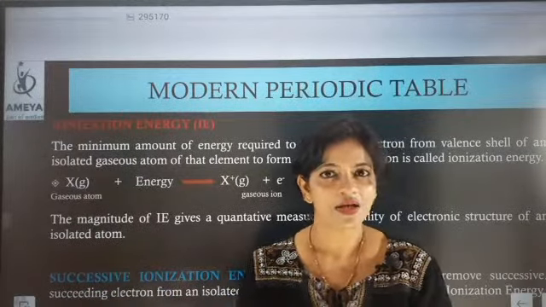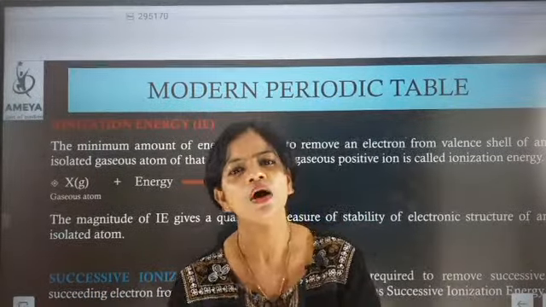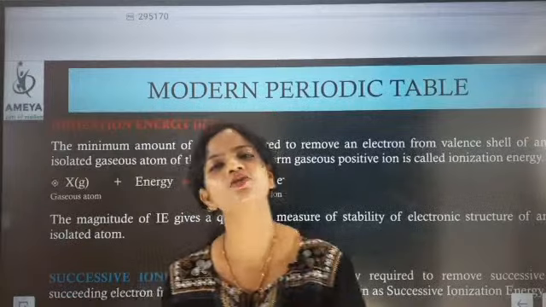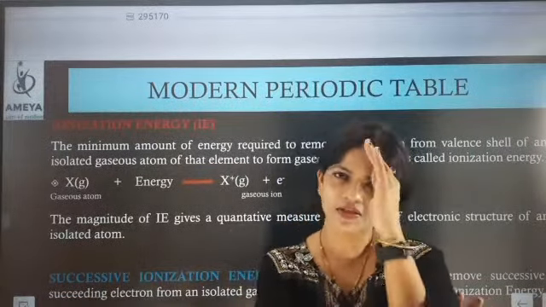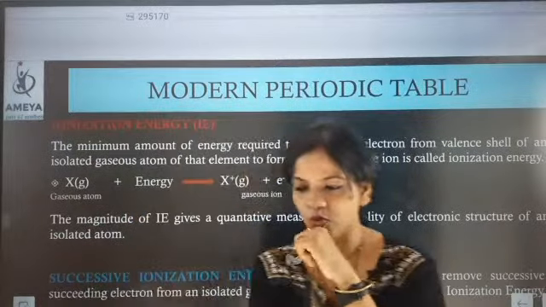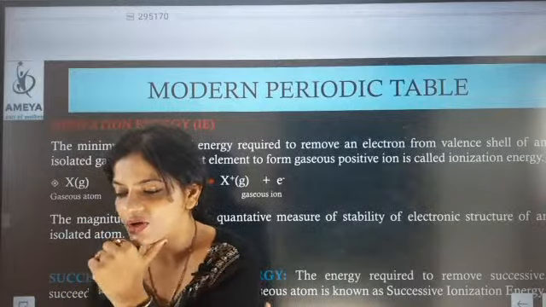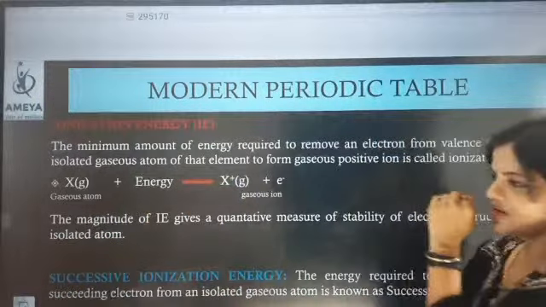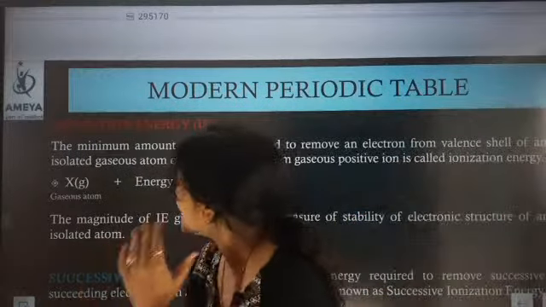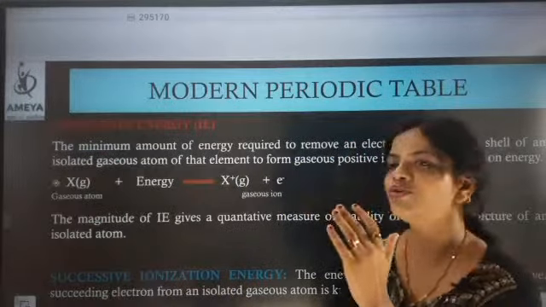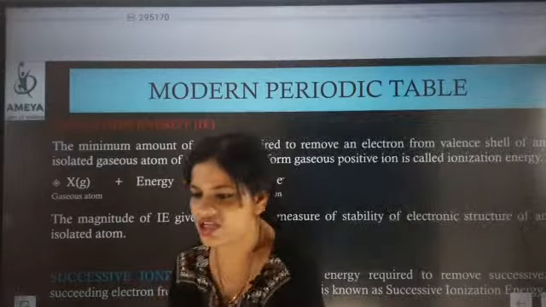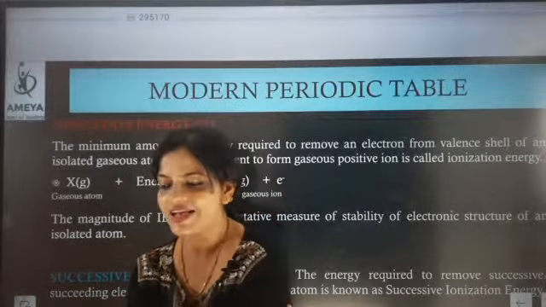An exchange system was there. In the same way, if I want to take an electron, what do I have to give in return? Come on, quickly think about the logic. Very good Priyanshu, super beta. Energy is required to make an atom into ions. So the minimum amount of energy required to remove an electron from the valence shell of an isolated gaseous atom of that element to form a gaseous ion will be exactly called ionization energy.